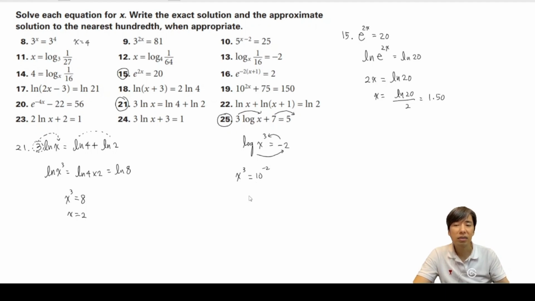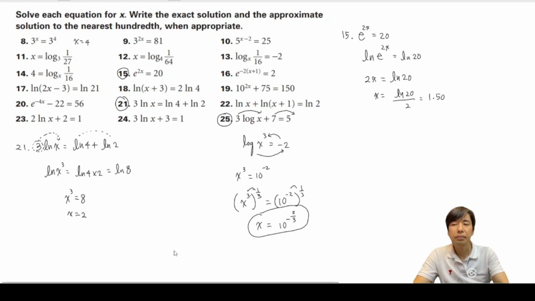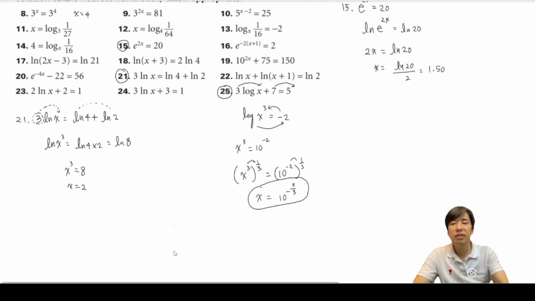So what's x? You can apply this power of 1 over 3 on both sides. Then multiply these two together, you end up with x. So x is 10 to the power of negative 2 over 3. So that's going to be your answer, okay? You can do the rest of the stuff by yourself.